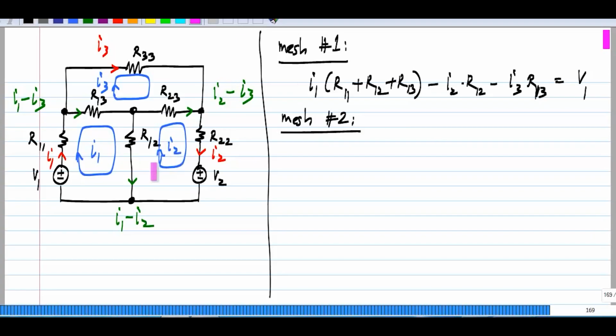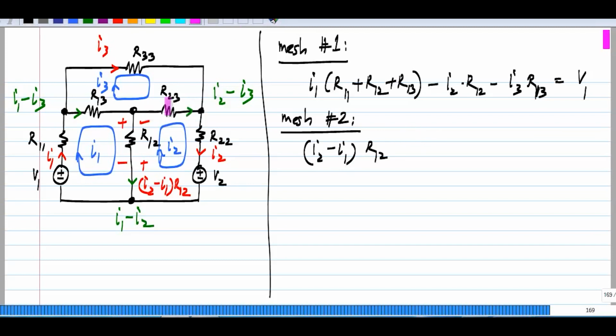Then again we have the voltage drops, right? And I'll take all the voltage drops as I go in the clockwise direction. So if I take the voltage drop in that direction, you see that it is I2 minus I1 times R12. In this direction it was I1 minus I2 times R12. In the opposite direction it is I2 minus I1 times R12. So I'll have I2 minus I1 times R12.